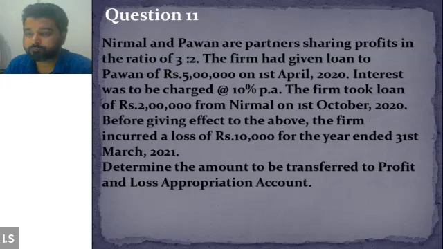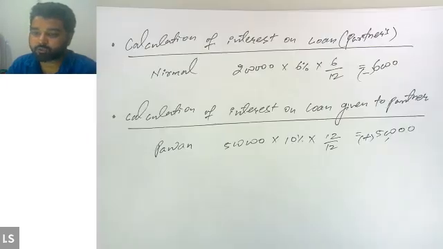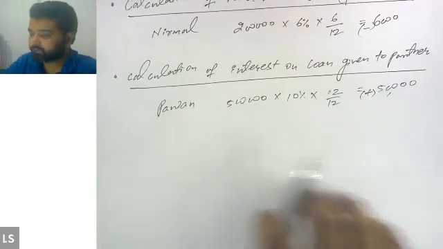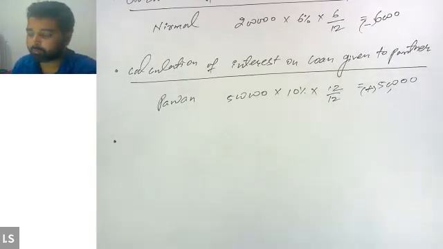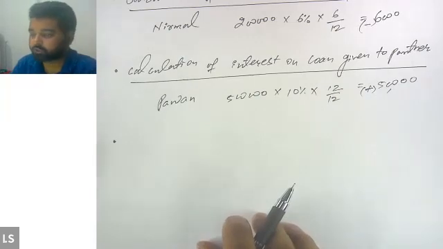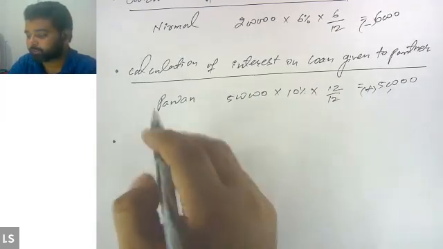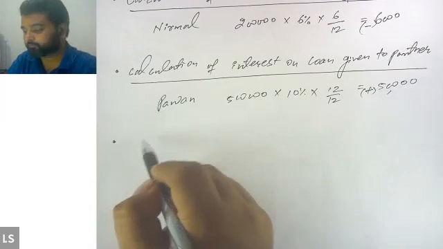Now, in the sixth line, it is written that before giving effect to the above, the firm incurred a loss of rupees 10,000. So the firm is already in loss, and we need to determine the amount to be transferred to the profit and loss appropriation account. So now we need to calculate the amount that will be transferred to the profit and loss account, or you can say profit and loss appropriation account.